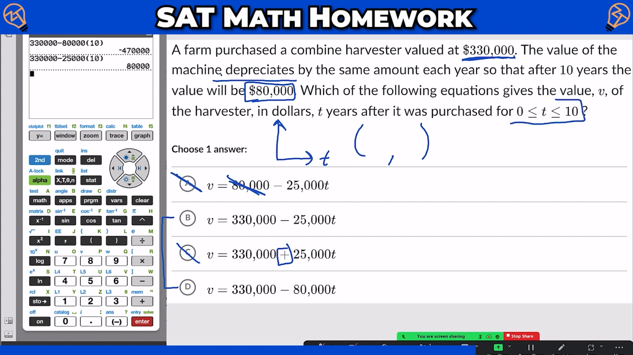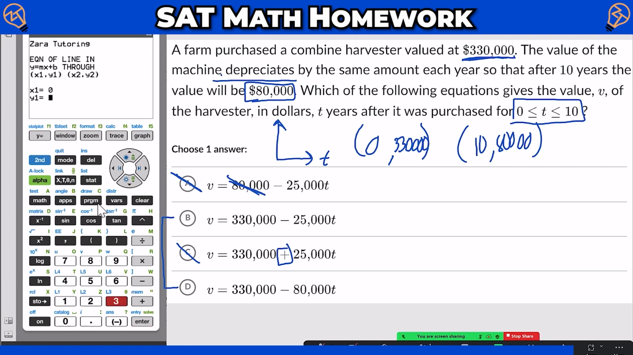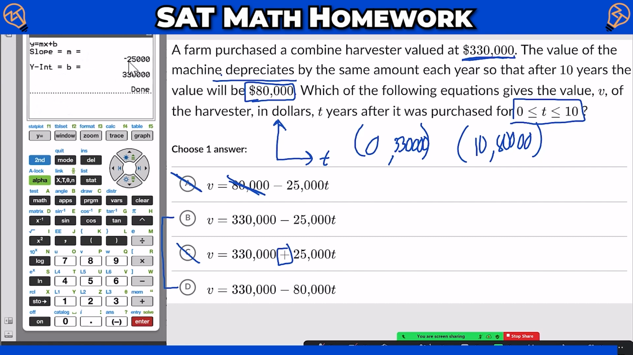They obviously give us this range from 0 to 10, and that actually does end up being the x-coordinates, 0 and 10. But the reason is the initial value was 330,000 at year 0, we could say, when we started. 10 years later, it has a value of 80,000. And at this point, what we could do, and I would do, is just go to our program of slope int, which is program number 3. We'll type in these ordered pairs. And notice we get a slope of negative 25,000, just like B, and the y-intercept of 330,000.